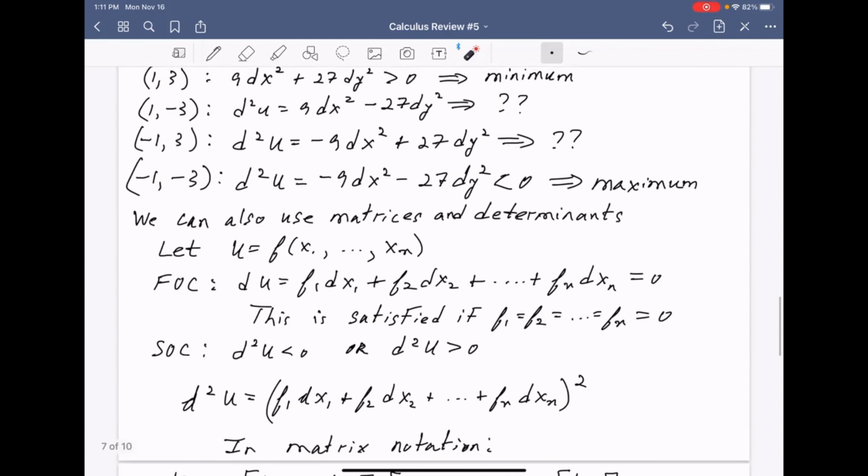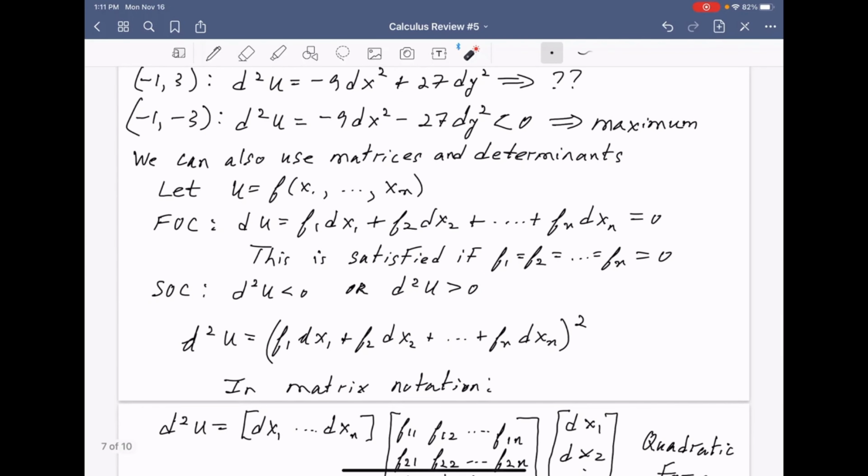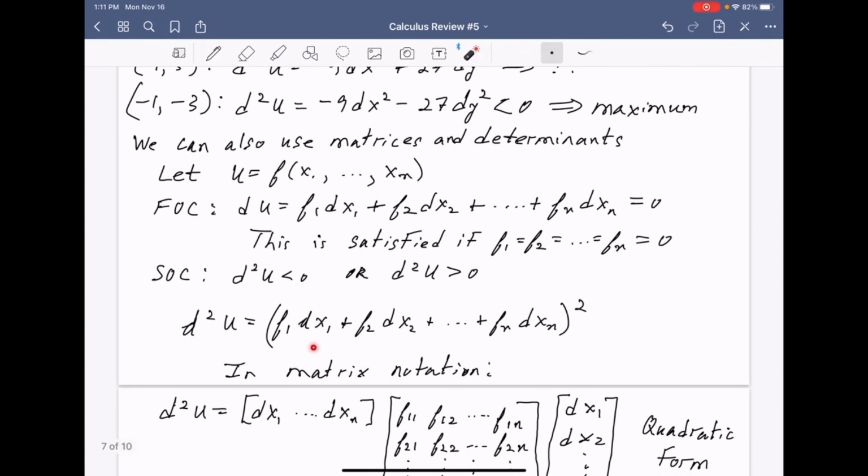So the second order conditions require that d squared u is less than 0 or d squared u is greater than 0. If it's greater than 0, then we have a minimum. If it's less than 0, we have a maximum. So d squared u is simply this squared.